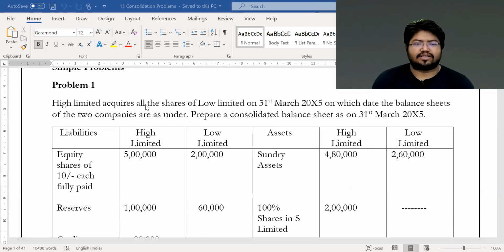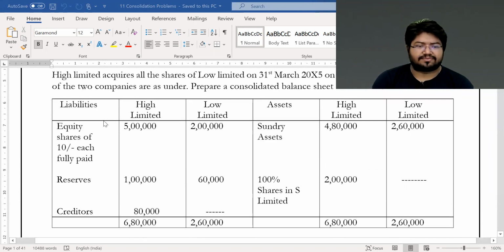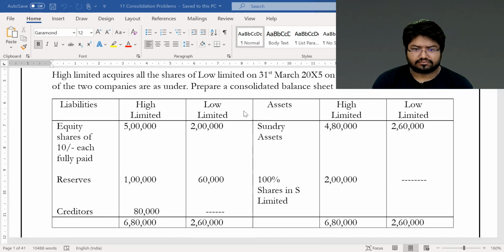High Limited acquires all the shares of Low Limited on 31st March 25, on which date the balance sheets of the two companies are as under. Prepare CBS as on 31st March 25. Liabilities: equity shares of 10 each fully paid, reserves, creditors. Assets: sundry assets, 100% shares in S Limited.